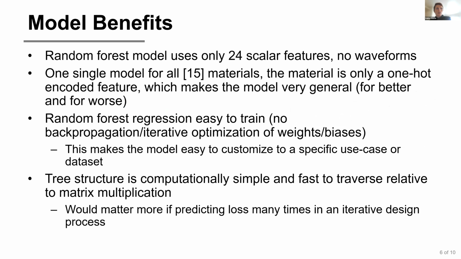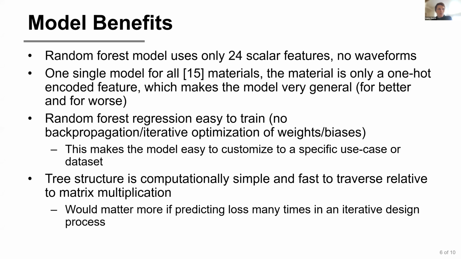So there's a few benefits to our model. We only use 24 scalar features as inputs, and most of those are just one-hot encodings. So the input features are very simple. We also generated one single model for all 15 materials because the material is only a one-hot encoded feature. So that does make the model very general because each prediction also uses the training from the other materials, and that sort of helps us and hurts us.